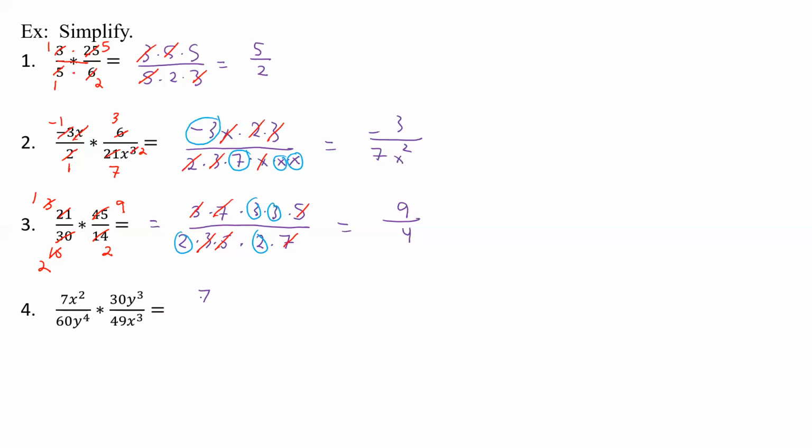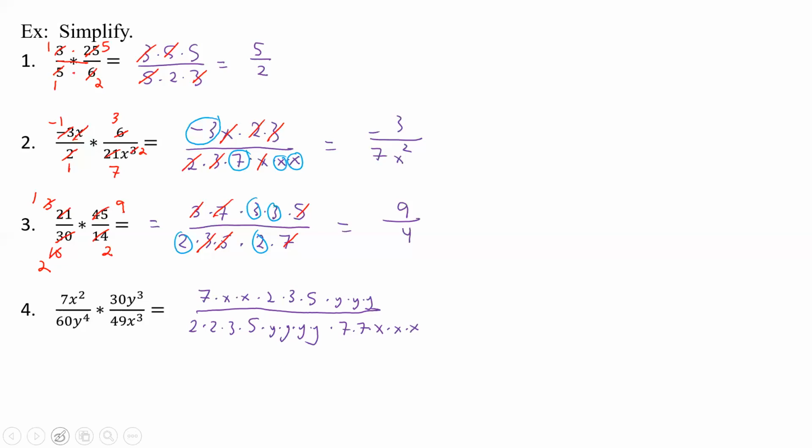All right, what about this one? Well, that gives us 7 times x times x. And again, we're going to split it out into all the primes over here. Then over here, we're just going to cancel. And then times 30, which we found was 2 times 3 times 5. Then we have times y times y times y all over. Now 60, well, that's going to be 30 times 2. So it's going to be 2 times 2 times 3 times 5 times y times y times y times y, because we have y to the fourth. And then 49 is 7 times 7. And then we have times x times x times x.